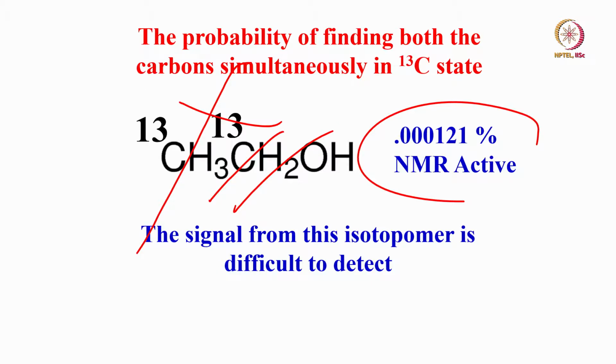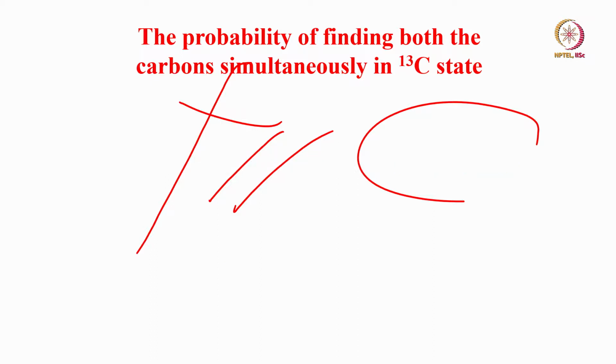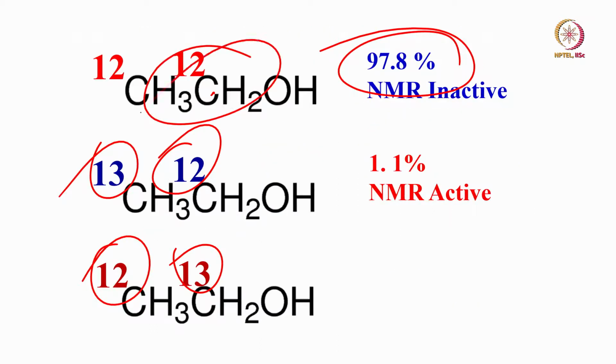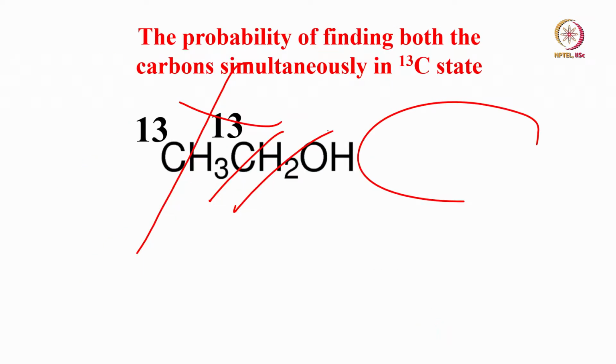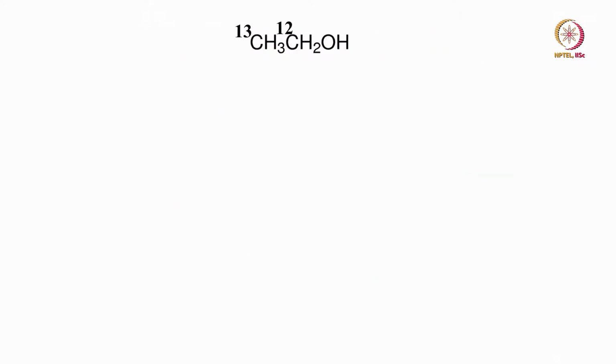Now I have only 2 isotopomers I have to deal with. Which are they? I can ignore this one. It doesn't give NMR. Only this gives 1% NMR active. Whereas this I will ignore because the abundance is too small. So I have to consider only 2 isotopomers. Let us look at the spectrum of the 2 isotopomers.